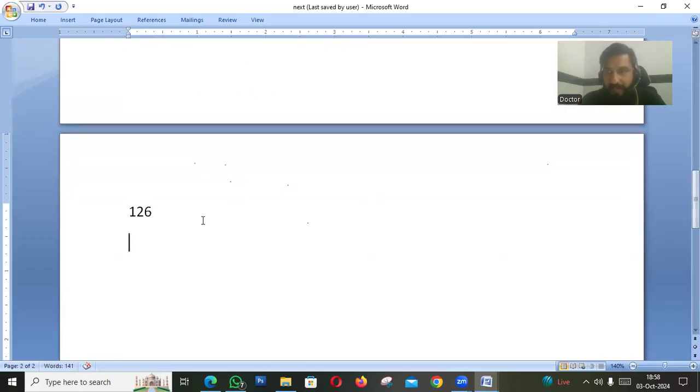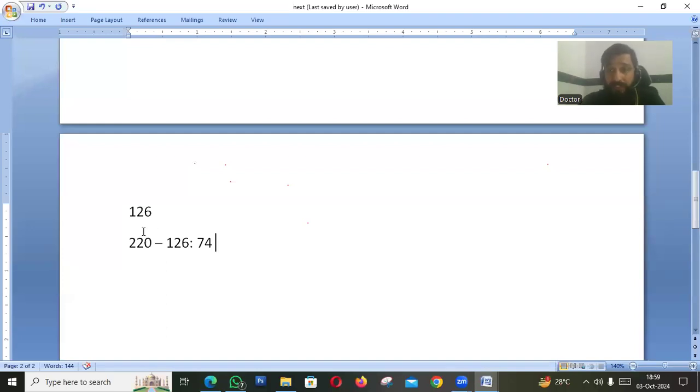How many words are remaining? Let us take an average, okay? You can write between 180 to 220, so just take an average of 200 words, okay? So 200 minus 126 is equal to how many words? 74, okay? 74 words, okay?